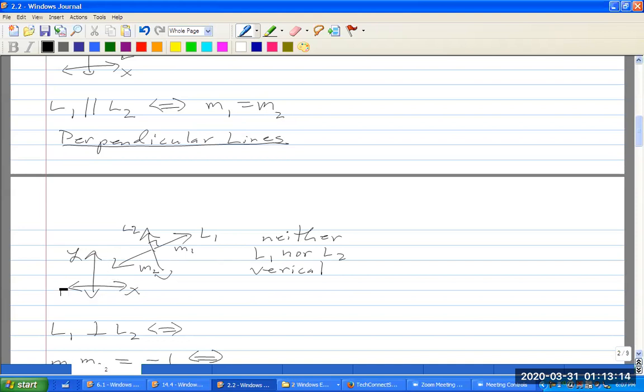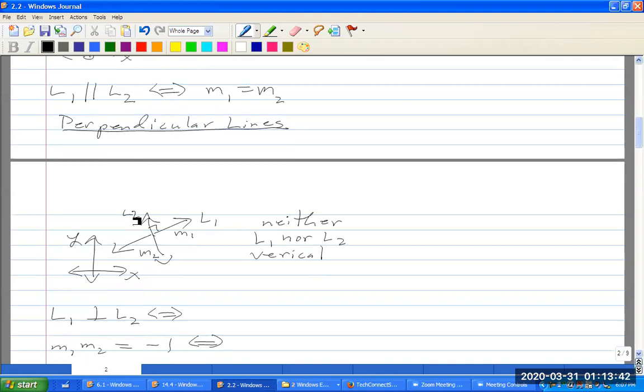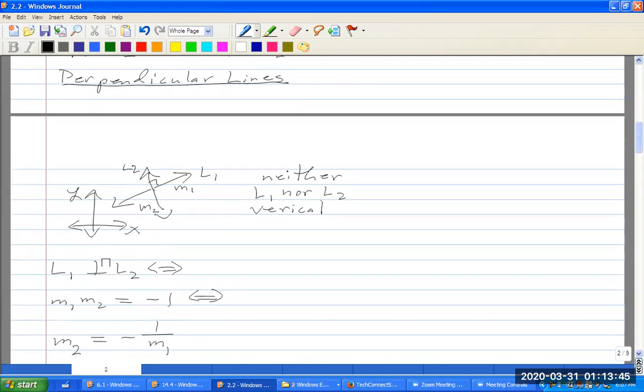Suppose that we draw these two lines relative to some coordinate system, and that neither L1 nor L2 is vertical nor horizontal. Then both L1 and L2 would have slopes, and so let m1 be the slope of L1 and m2 be the slope of L2. Then two lines, L1 and L2, are perpendicular. I'll denote perpendicular by this symbol here, if and only if the product of their slopes is -1.